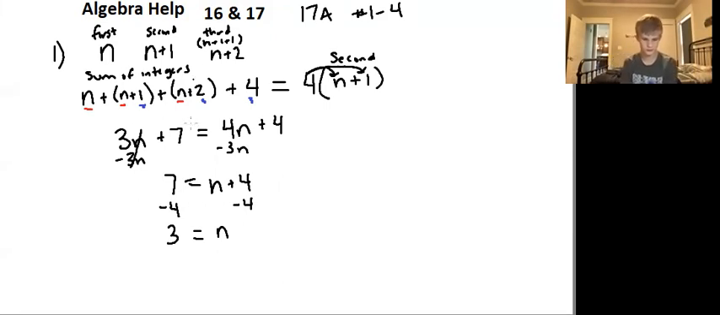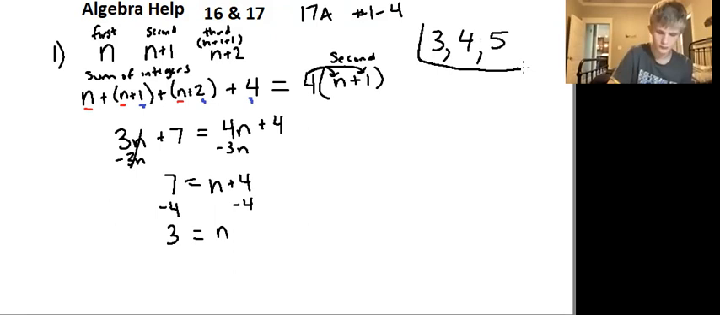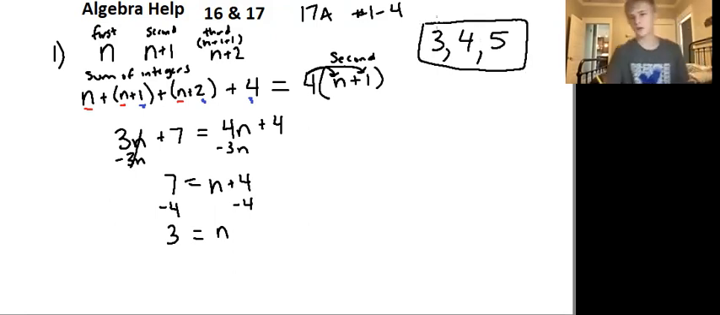Okay, so then what are the integers? The first one is n, so that's 3. The second one is n plus 1, so 3 plus 1 is 4. And the third one is n plus 2, 3 plus 2 is 5. So make sure that you finish answering the question at the end that it's 3, 4, and 5.